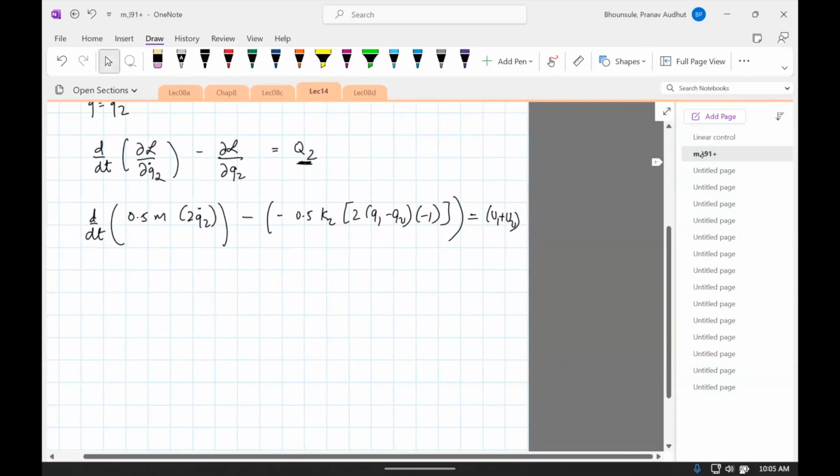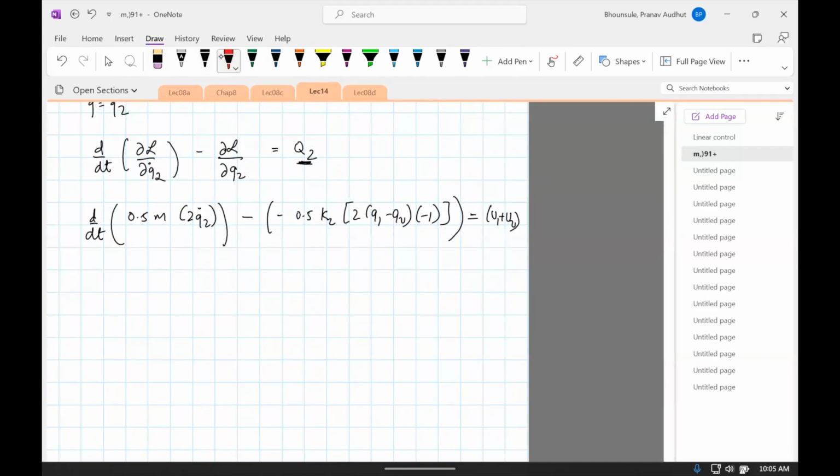Okay, let's simplify this. First of all, you can cancel these, this and this. So we are left with M2 Q2 double dot equals negative, negative, and another negative, K2 Q1 minus Q2 plus U2.